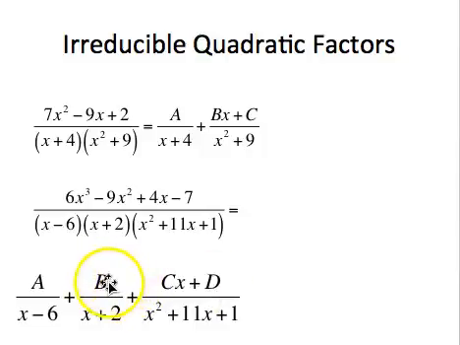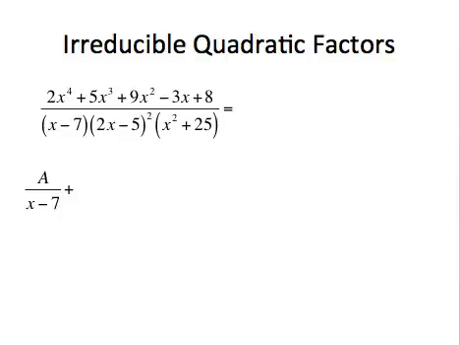Except not bx plus c, we used b before. A and b are used. So an order 1 polynomial would be of the form cx plus d over x squared minus 11x plus 1. And this is what we would have to do. We'd have to solve for a, b, c, and d before we would actually go ahead and complete the integral.